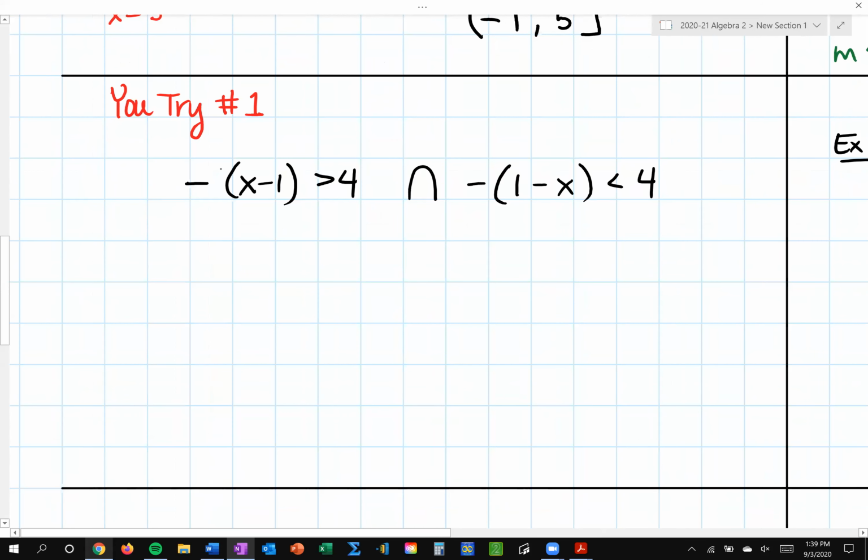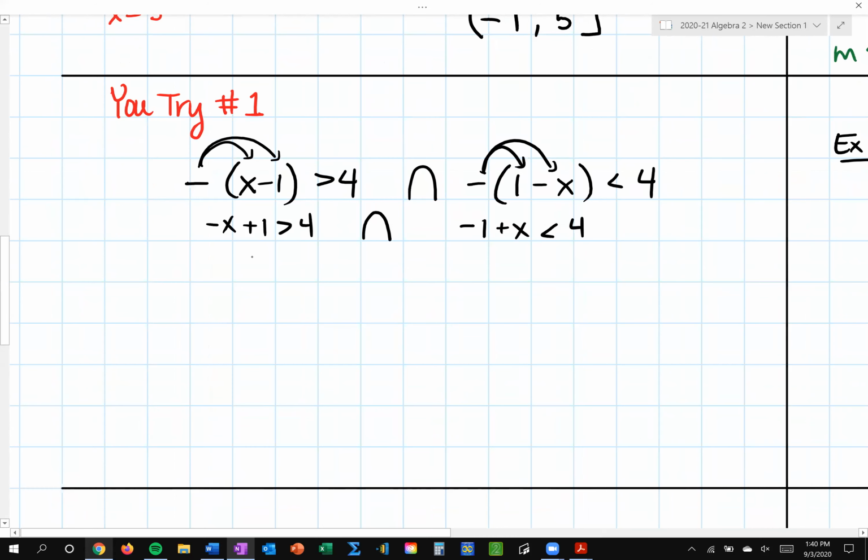Initially, what you probably did was distribute the negative, right? So you got negative x plus 1 greater than 4. And, right, intersection. So I gave you the symbol this time just to show you that it can appear in different ways. Distribute the negative, now we have negative 1. And then negative times negative would be positive x. And then this is less than 4. So now let's go ahead and solve this out.